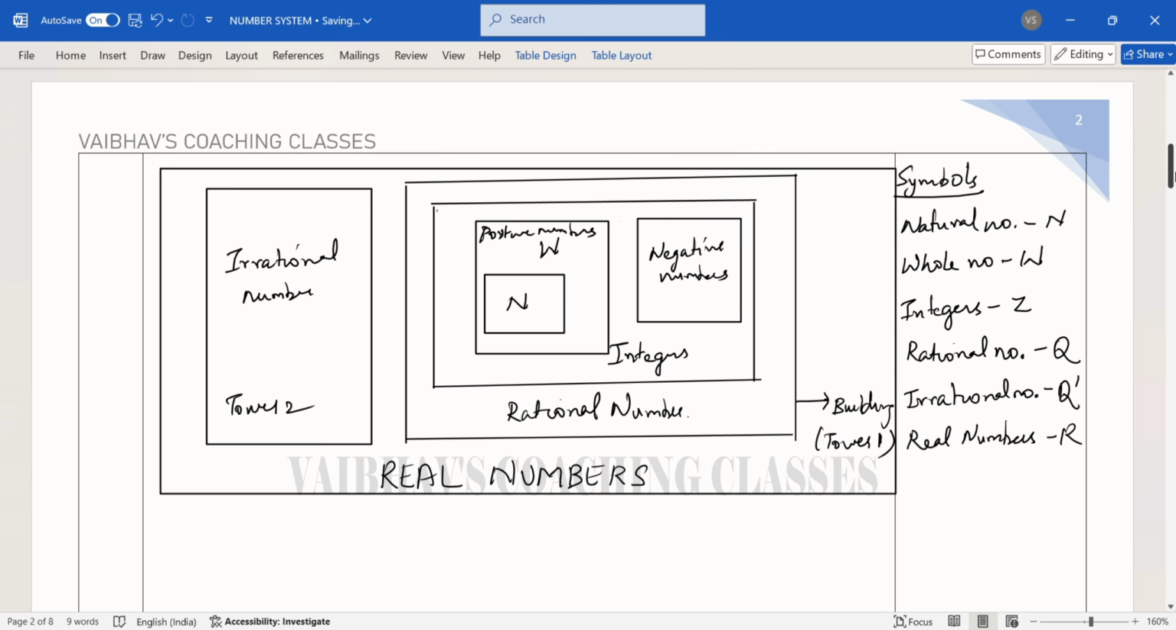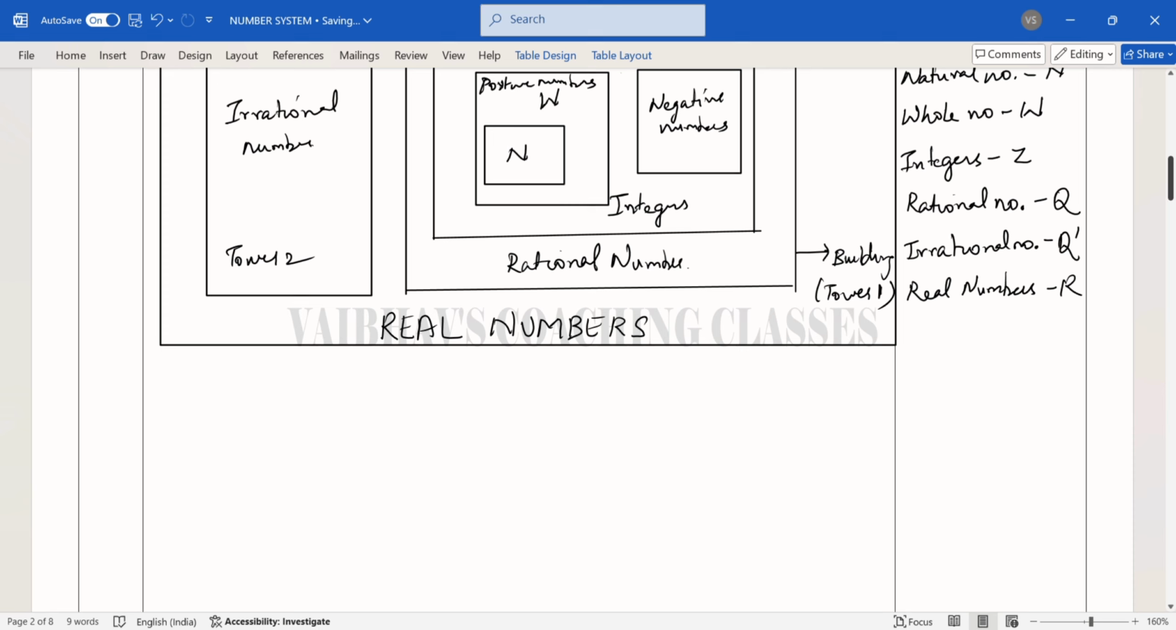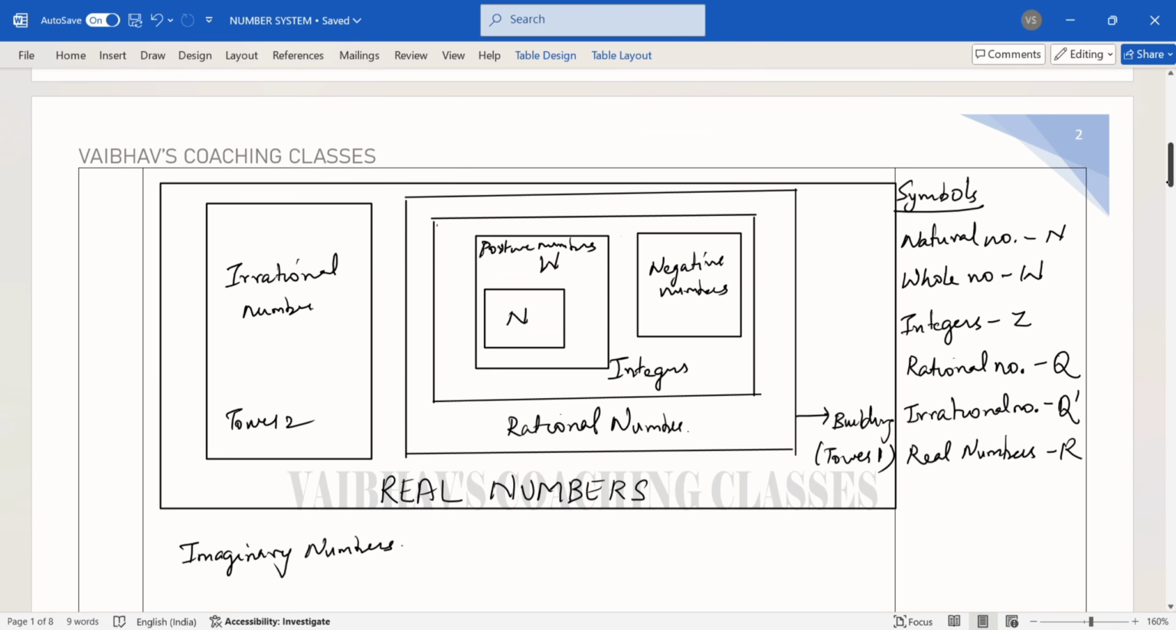There is another system of numbers that we call imaginary numbers. We won't be seeing those numbers in your class 9. You will be reading about those numbers, imaginary numbers, under which you have complex numbers, and you'll be studying about those in your class 11. So I'll just repeat this once again.